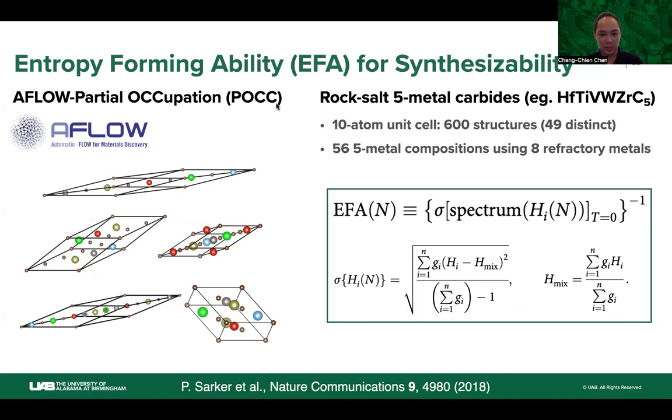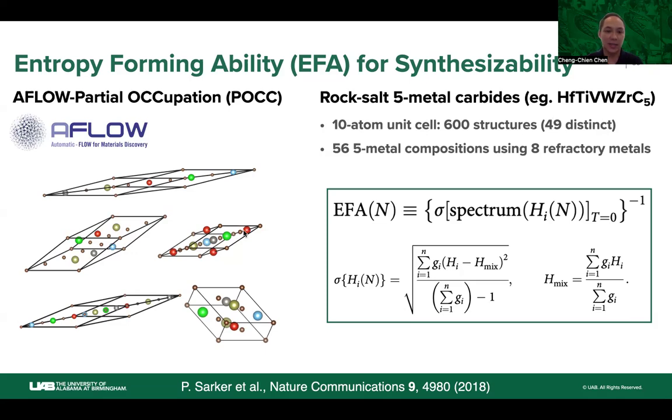This is based on a 2018 Nature Communications paper from Professor Curtarolo's group at Duke University, where they consider 5-metal cubic carbides, for example, in this formula. To be compatible with the stoichiometry, one needs to consider a minimum 10-atom unit cell. In this case, we have 5 different transition metals and 5 carbon atoms.